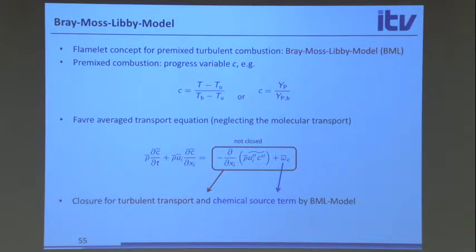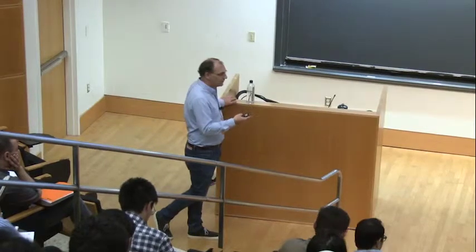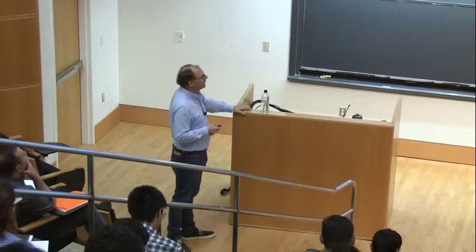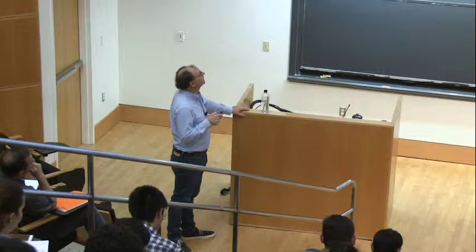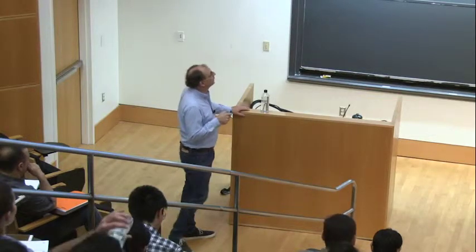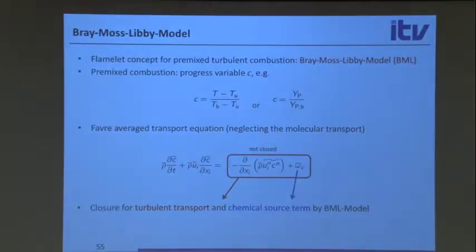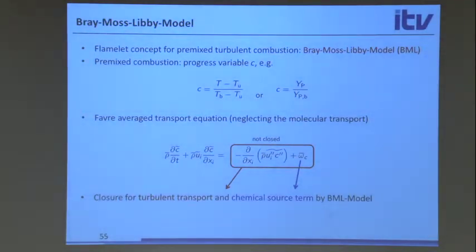One of the really classical models, and even if we don't apply it, it's very good to understand how turbulent premix combustion happens and what the issues are, is the so-called Bray-Moss-Libby model, or BML model. This BML model starts out by defining a progress variable. Here we said this is premix combustion, so the progress variable is defined to be 0 in the unburned and 1 in the burnt.